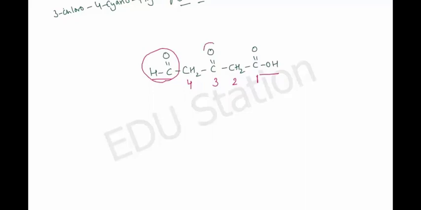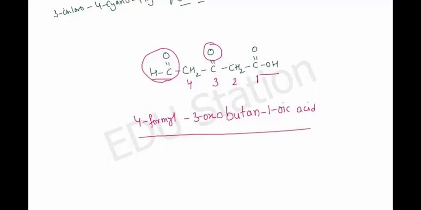So keto is as it is out. So it will be butane-1-oic acid, but and 1-oic acid. So you have 4-formyl, 3-oxo. 4-formyl, 3-oxo, butane-1-oic acid.